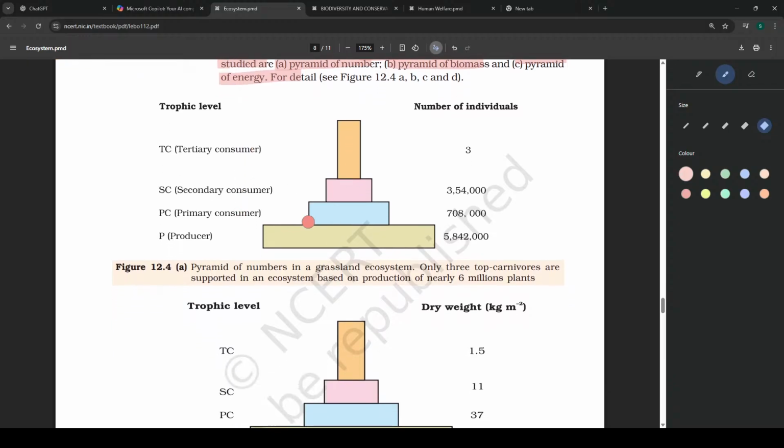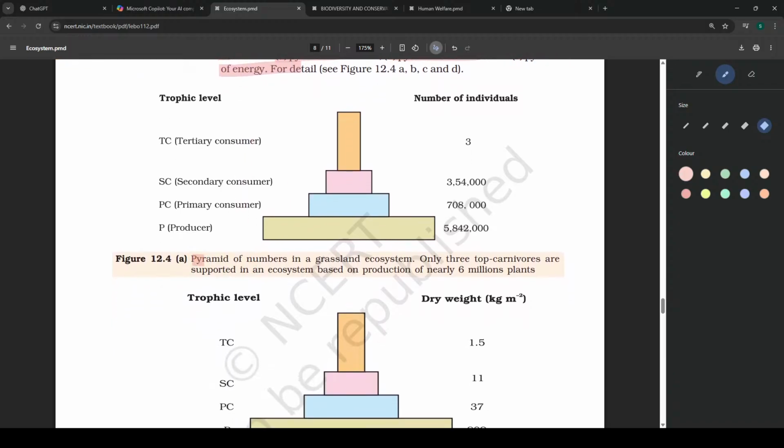Okay, the first one we see is the pyramid of numbers in a grassland ecosystem. Only three top carnivores are supported in an ecosystem based on production of nearly 6 million plants. Okay, what a wonder. Producer, this is the first trophic level, primary consumer, second trophic level, secondary consumer, third trophic level, and tertiary consumer, fourth trophic level.